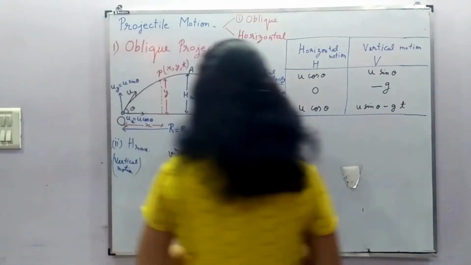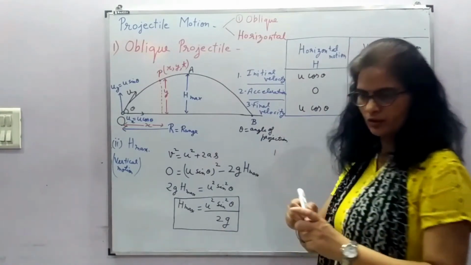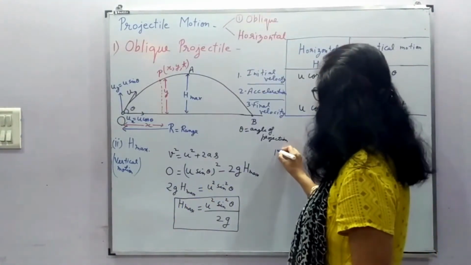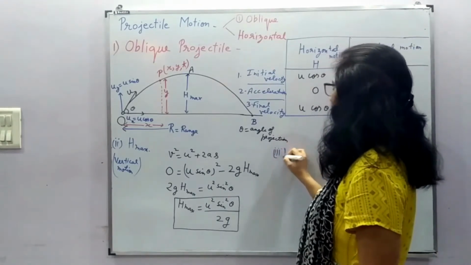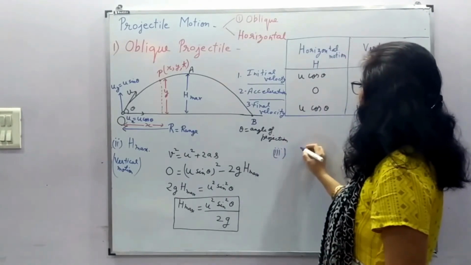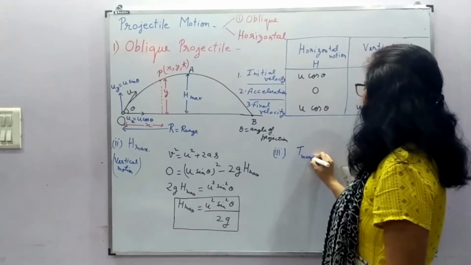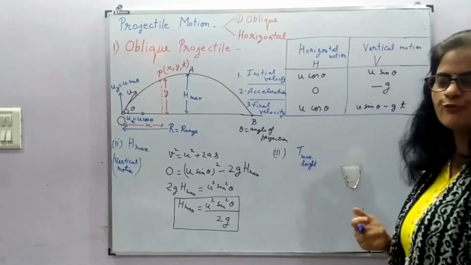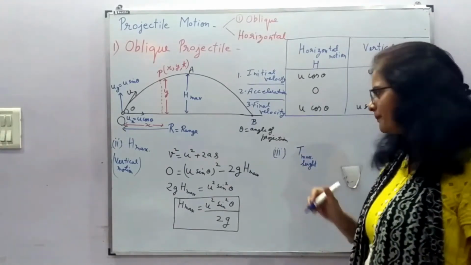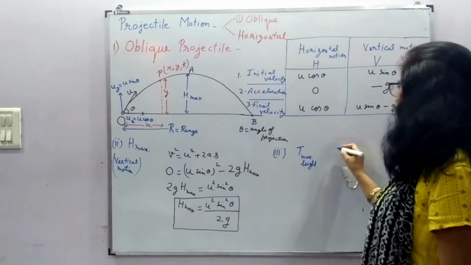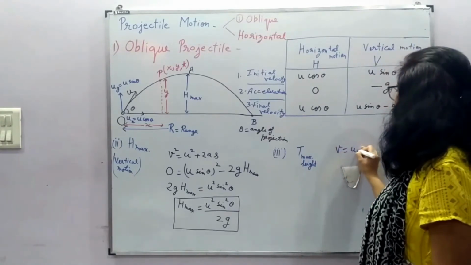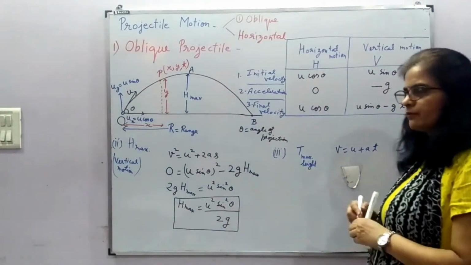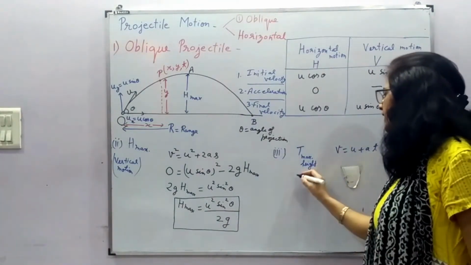Third derivation we will take the time for maximum height. So again, if we are talking about time for maximum height, what can we take benefit of? The final velocity, vertical velocity 0. So what formula will we use? Very simple. V is equal to U plus AT. Again, we are considering vertical motion because we are talking about this height case.